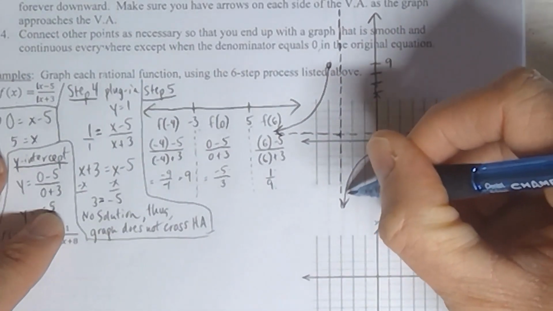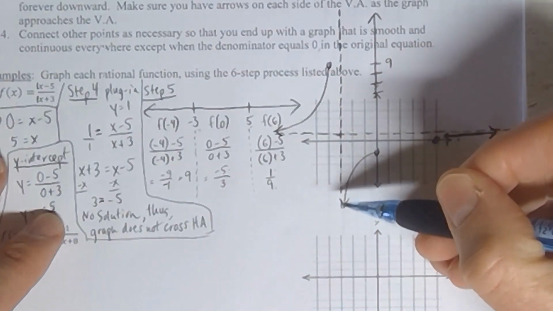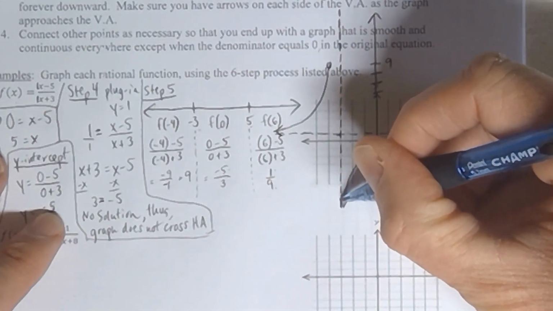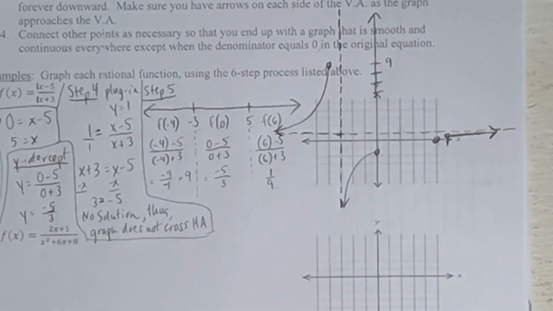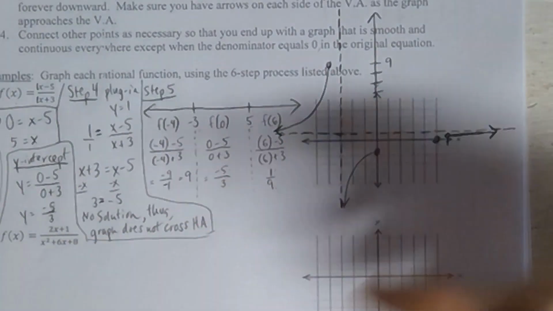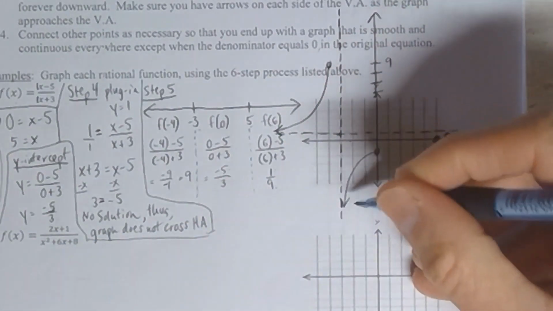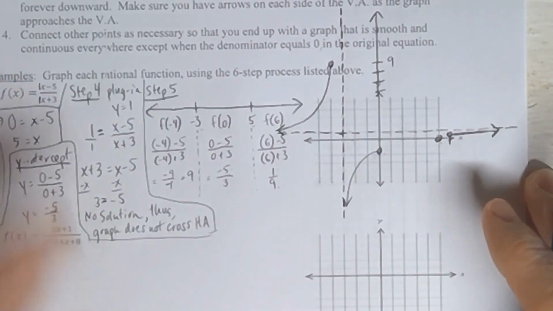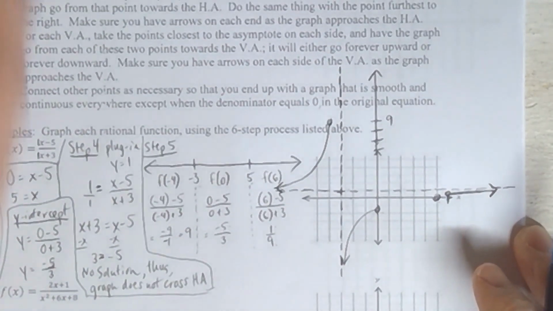See how it's getting closer and closer to the vertical asymptote without touching it? All right, and that arrow is indicating just that. So if you have an arrow like that, then I'll understand that you're trying to tell me that, hey, it's getting closer to the vertical asymptote, but it's not actually touching it there. Okay, all right, now, how about up here?